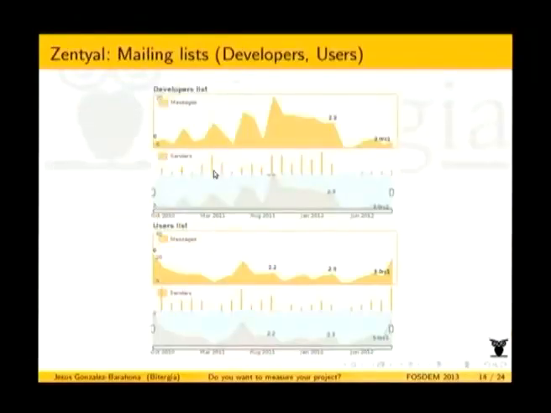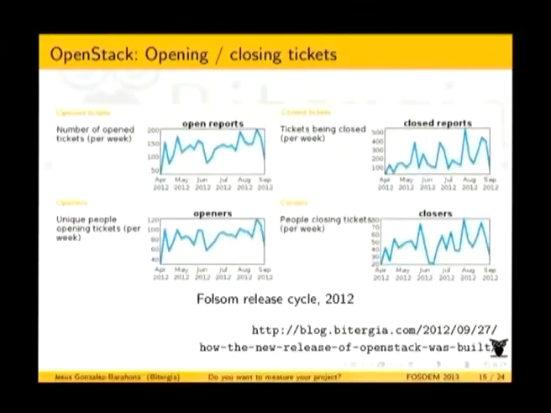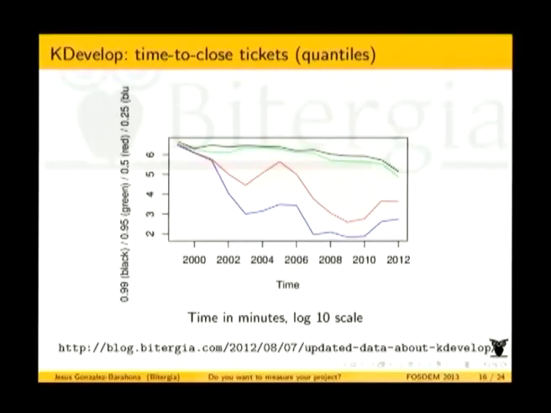Okay, this is the analysis for mailing lists. Nothing new to say, just evolution of senders, receivers, and so on over time. This is an example, again a screenshot, in this case of OpenStack, of how they are opening and closing tickets. The next one is about time to close. This is for KDevelop. Each of the lines represents how long they are taking to close 99% of the tickets or 95% of the tickets and so on.